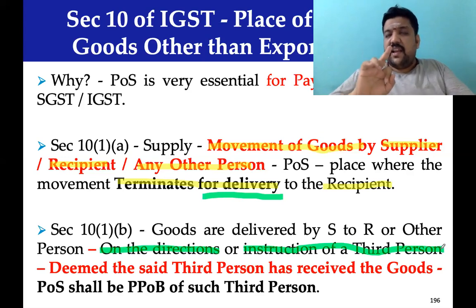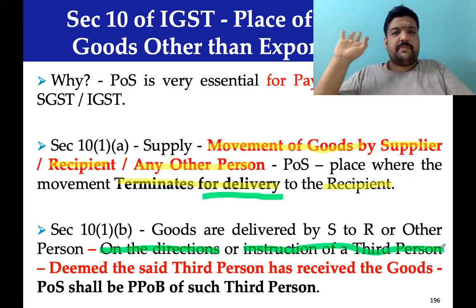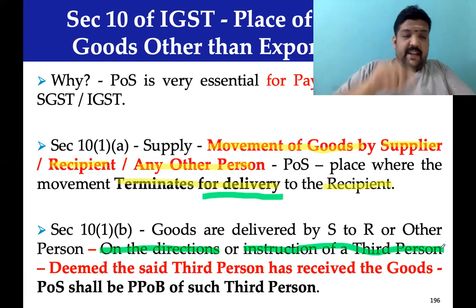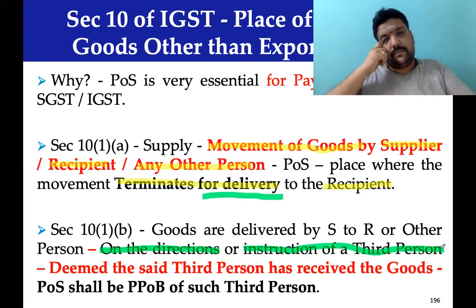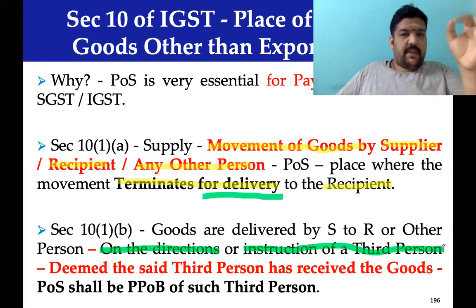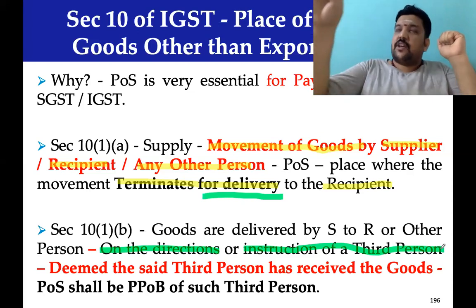Goods are delivered by a supplier, first person, to whom? Either to a recipient or to any other person. So the recipient or any other person. Supplier delivers the goods to another person on the direction or instruction of a third person. A Limited supplier supplies the goods to C Limited as per the instructions of B Limited.